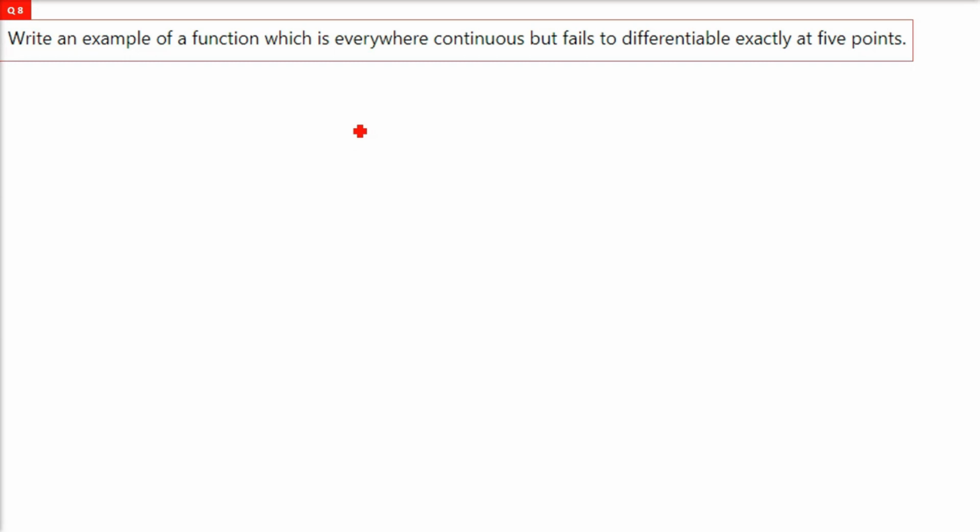Write an example of a function which is everywhere continuous but fails to be differentiable exactly at 5 points. So there are various functions which we have already seen that are continuous but not differentiable. But modulus x is a very safe function. We already know about it. So understand it very well because it is going to be used in the next question.